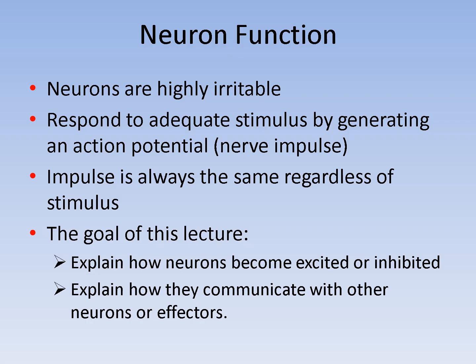Neurons are highly irritable, which means they are responsive to stimuli. A stimulus is a change in the environment. When a neuron is adequately stimulated, an electrical impulse is generated and conducted along the length of its axon. This response is called the action potential or nerve impulse. It is always the same, regardless of the source or type of stimulus, and it underlies virtually all functional activities of the nervous system. The goals of this lecture series are to explain how neurons become stimulated, either excited or inhibited, and how they communicate with other neurons or effectors.